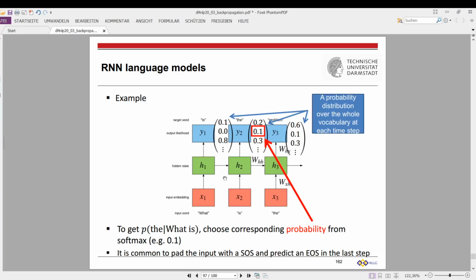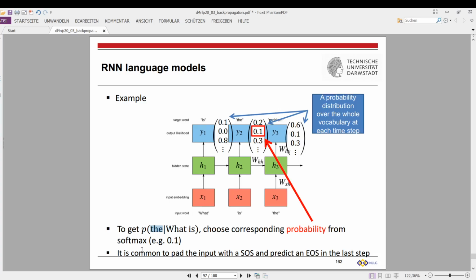Once it has been sampled, we feed it into the RNN as input in the second time step, right? And then again we do the same. We get a softmax here, and this softmax would be considered as the conditional probability of each of these words in the vocabulary given the history of the previous two words, and we would sample again one of the words and feed it into here, right? And if we wanted to know the conditional probability of the, given what is, we would go to the index of the word the in our output vector corresponding to the output layer.